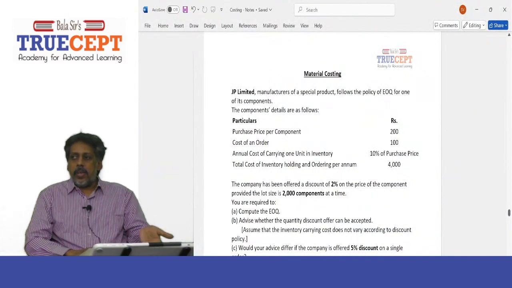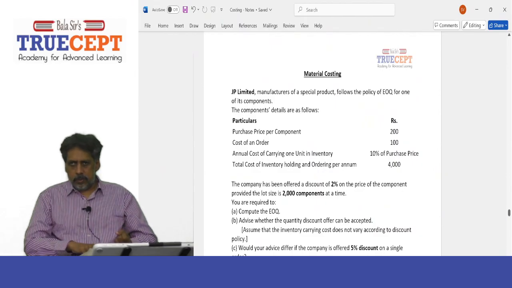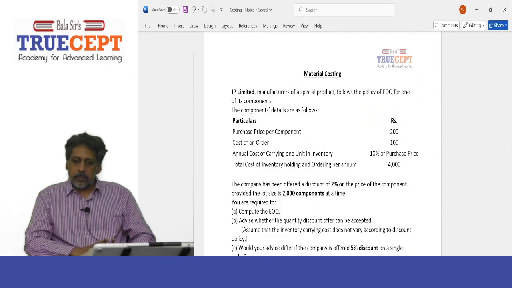Okay, so let's go ahead and take on another example on material costing. It is an example based on economic order quantity and whether to accept the discount offered by a supplier. JP Limited manufactures a special product, follows the policy of EOQ for one of its components.